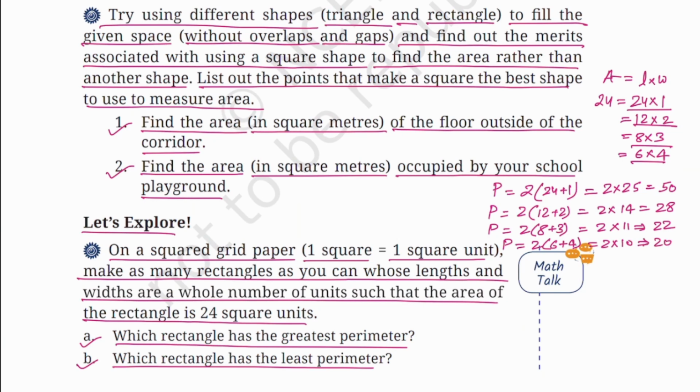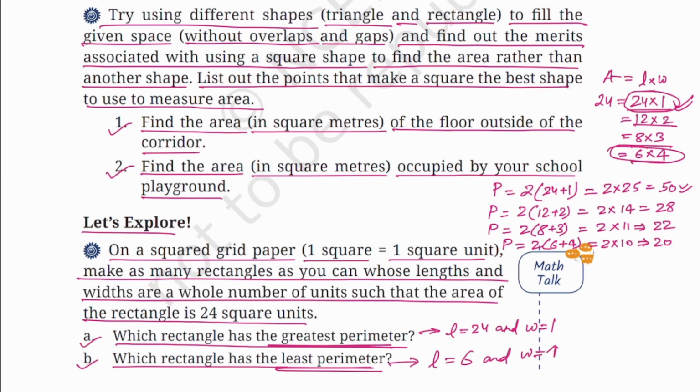You can see here that when the difference between length and width is maximum, you get maximum or greatest perimeter, that is length 24 and width 1 unit. And for the last case, when the difference between length and width is minimum, you get least perimeter, that is length 6 units and width 4 units.